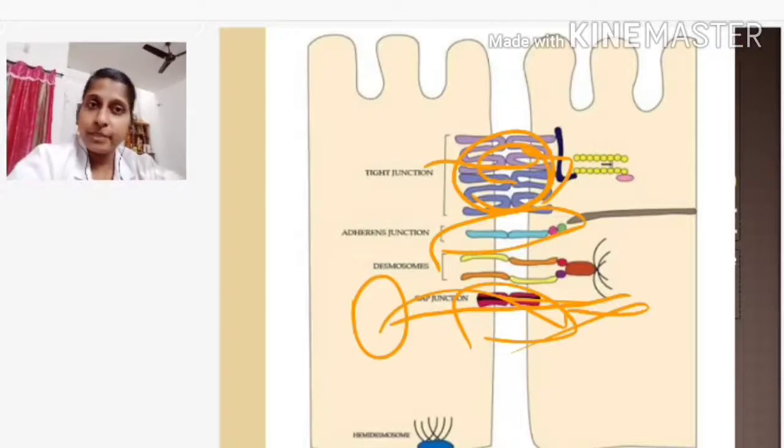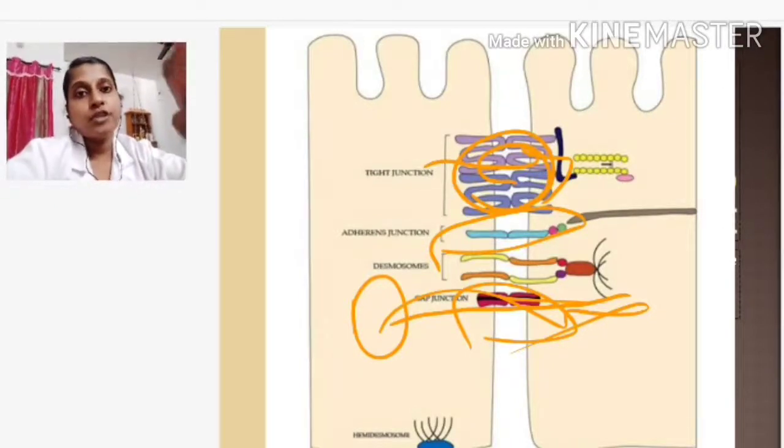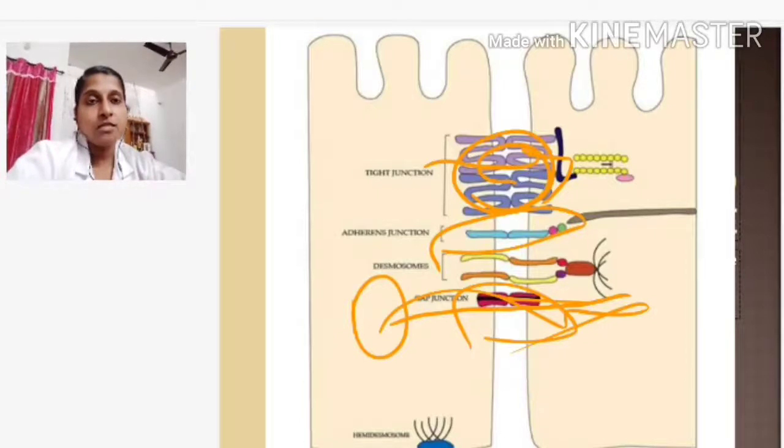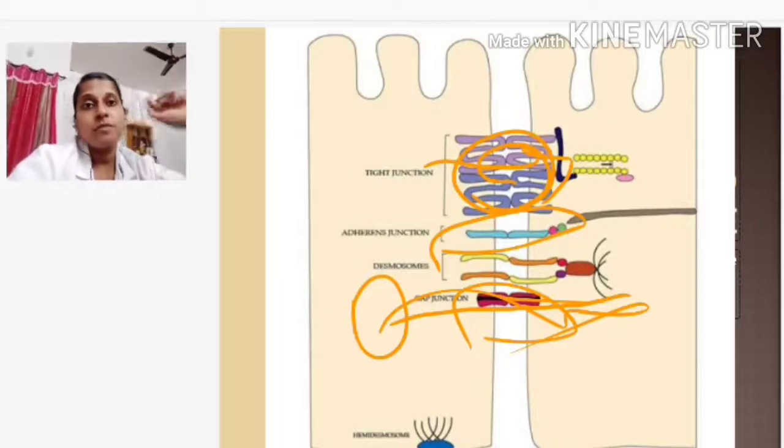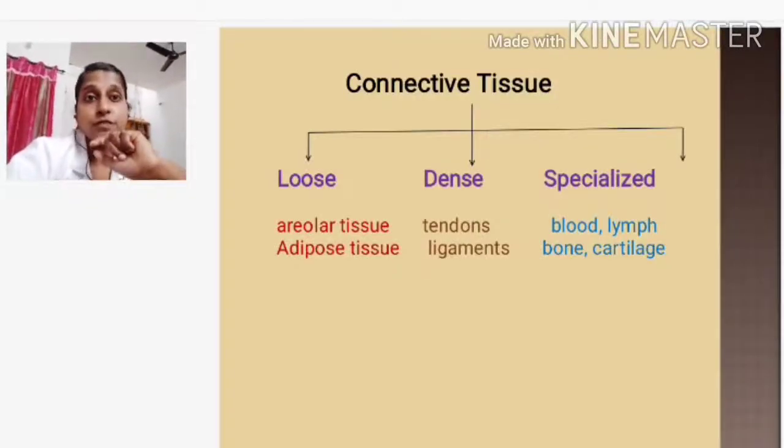The gap junction. With this we are coming to the end of today's class. So in this we discussed in detail about nervous tissue and epithelial tissue. In the next class we will be discussing about connective tissue, right?